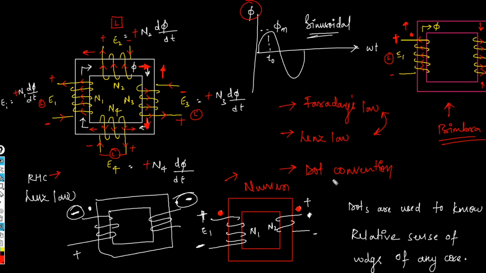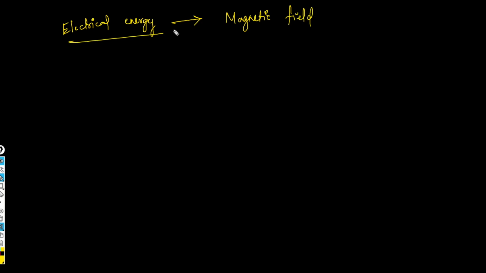With this, we have completed the three main topics of this video, that is Faraday's law, Lenz's law, and the dot convention. The leftover thing that we need to discuss is how this magnetic and electrical energy works in any circuit, how electrical energy is transferred by means of a magnetic field, especially in transformers. So let us see how this is happening.